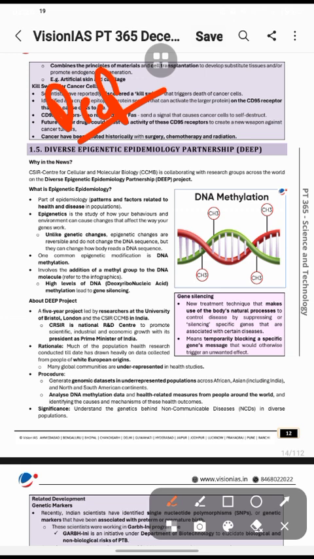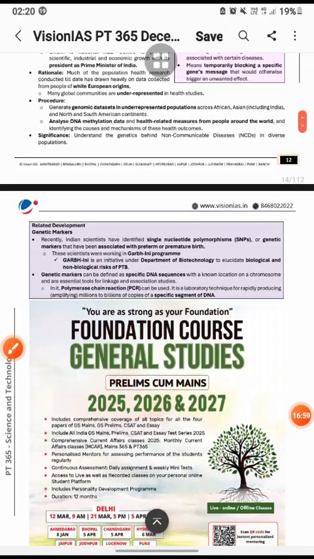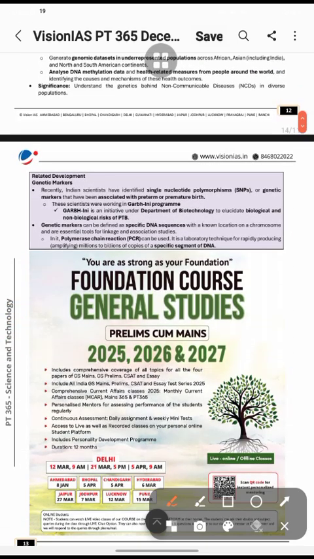So the rationale of population health research was the data collected, and many global communities were under-represented. So there was a genomic database for understanding health-related measures of people, and to understand genetic and non-communicable diseases. Now genetic markers, single nucleotide polymorphisms, and genetic markers are in the GARBH-INi program. The GARBH-INi program is of the Department of Biotechnology.